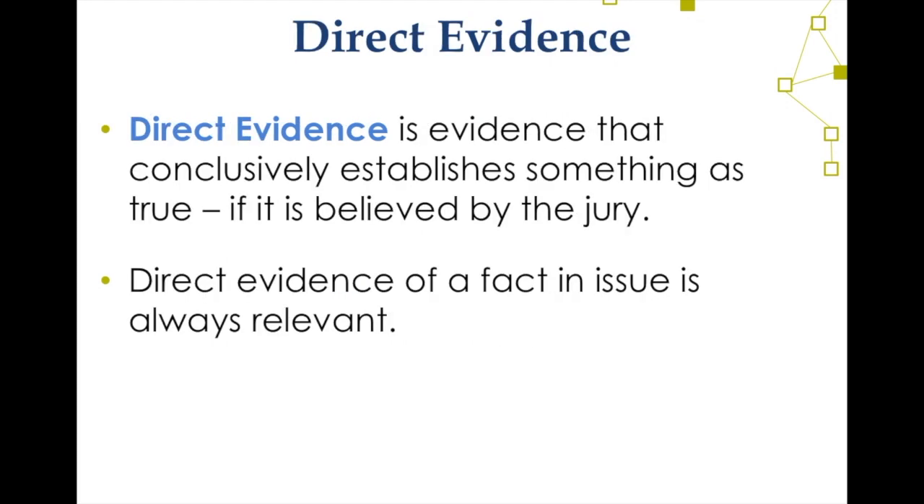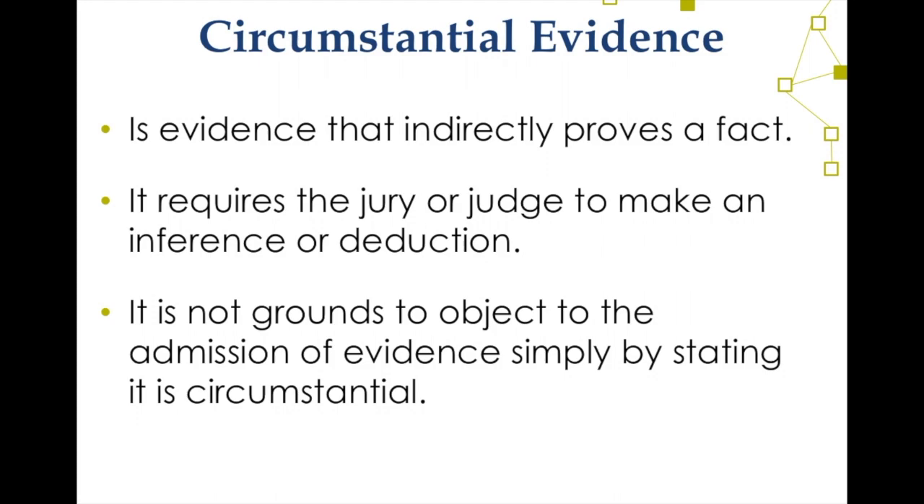Direct evidence is evidence that conclusively establishes something is true if it is believed by the jury. Direct evidence of a fact and issue is always considered relevant. Circumstantial evidence is evidence that indirectly proves a fact. It requires the judge or jury to take information that it's been given and make an inference or a deduction. It's not grounds to object to the admission of evidence simply because it is circumstantial.